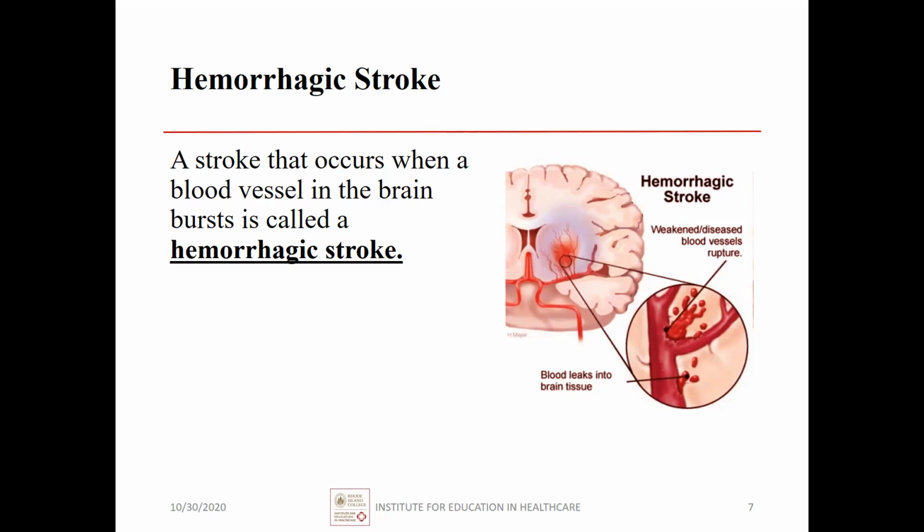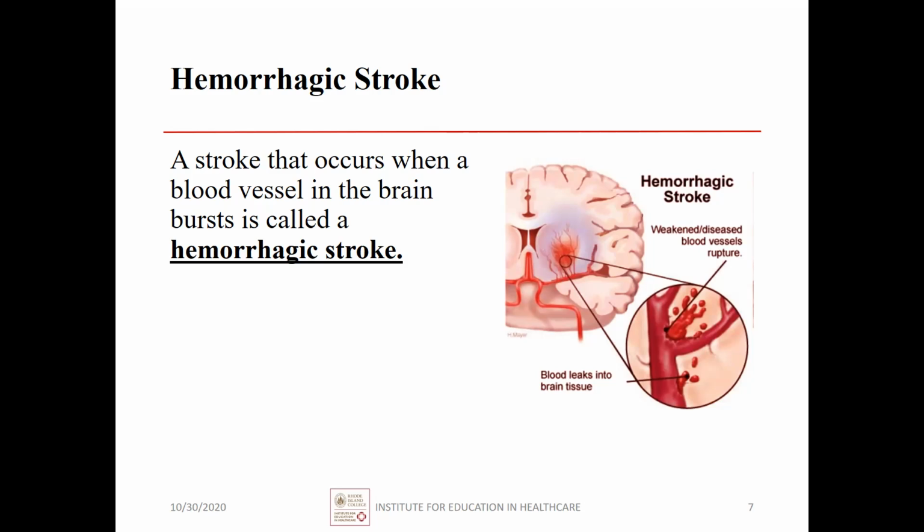And part of the problem with this is that it puts pressure on those tissues in the brain from bleeding into them, and the pressure can cause damage to the brain, as well as the damage that's caused by the fact that the blood that was supposed to go to other tissues in the brain doesn't get there because it's leaking out of this rupture in the blood vessel.